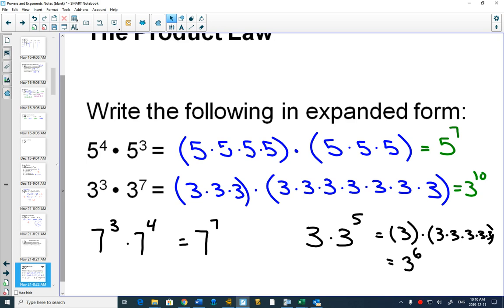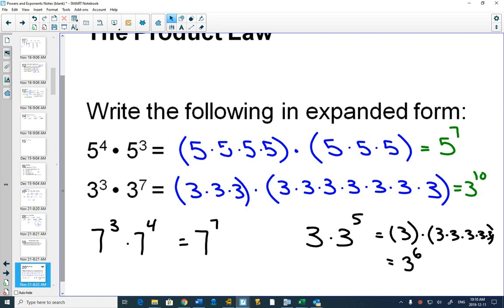But why is this so? Shouldn't it be 3? Because what does a power mean? This is your base, this is your exponent. It means repeated multiplication. Do you have a 3 multiplied by itself 10 times? Yes, you do.